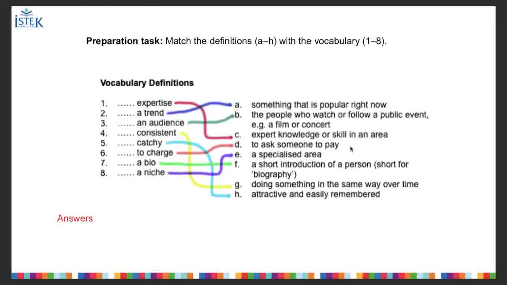Okay. Number 7, a bio is obviously the one that was a bit of a giveaway, a short introduction of a person, being short for biography. And number 8, a niche, a specialized area.